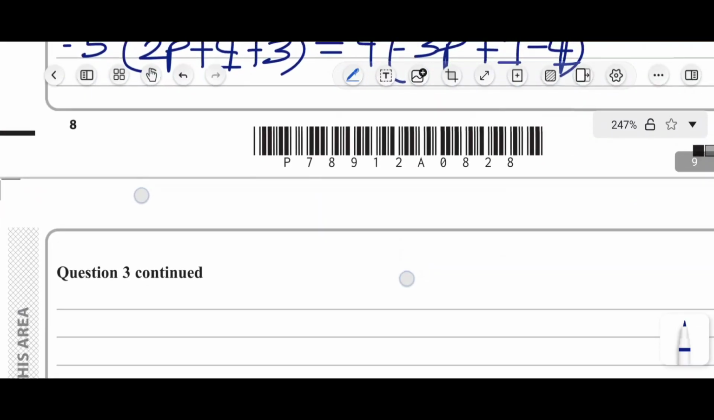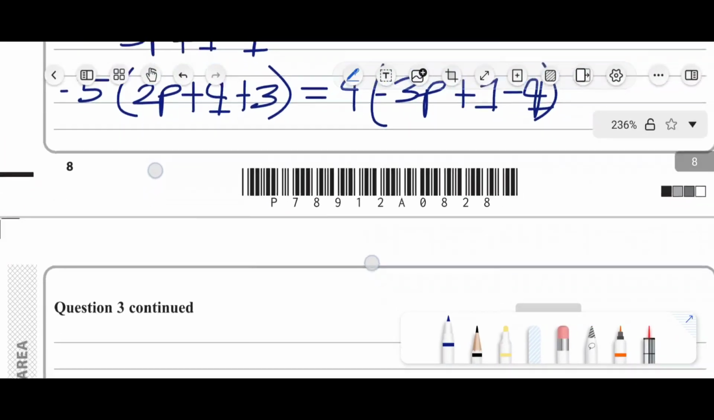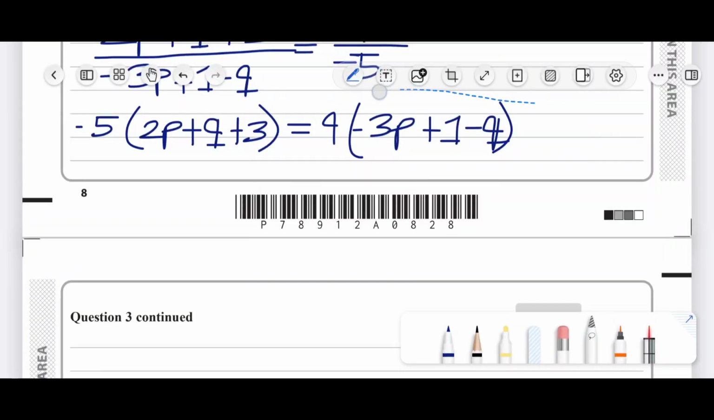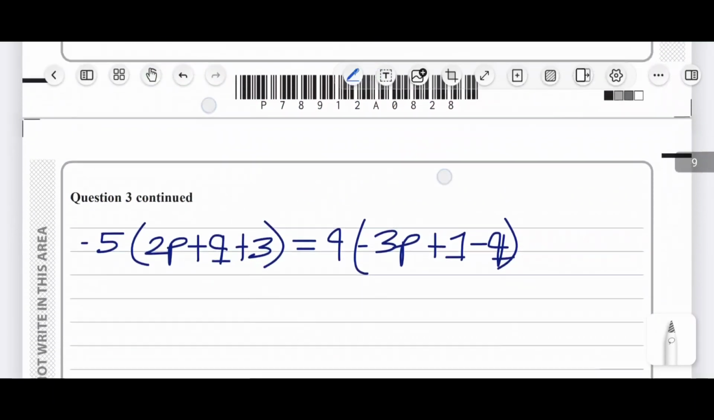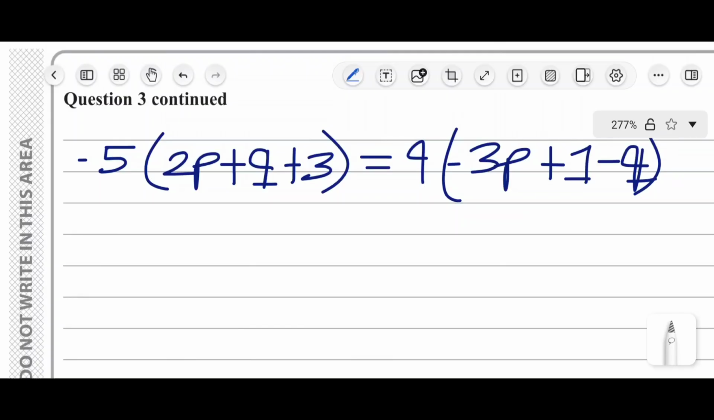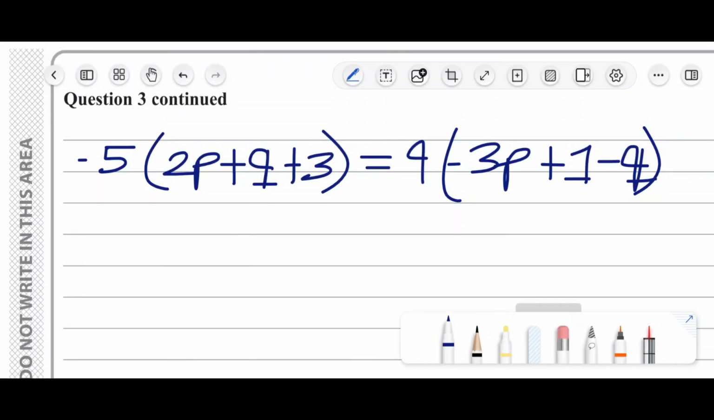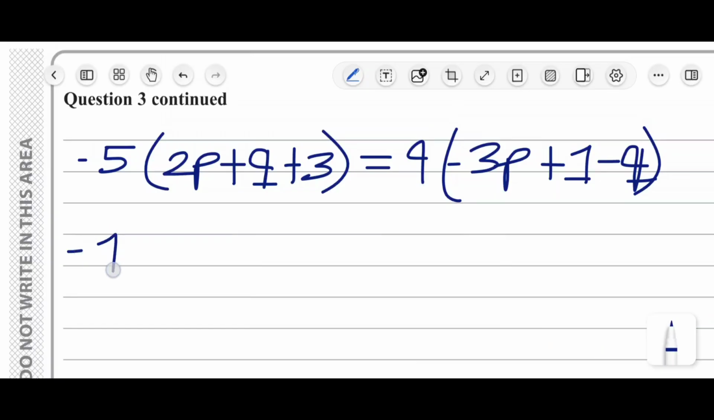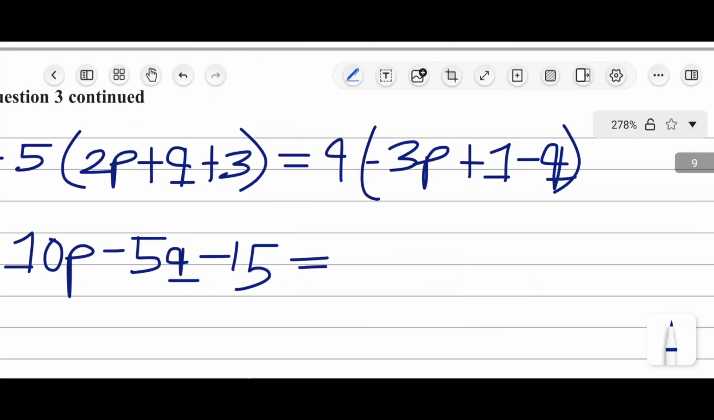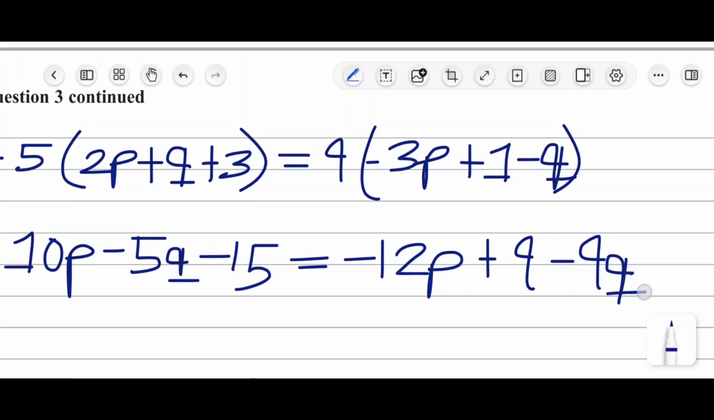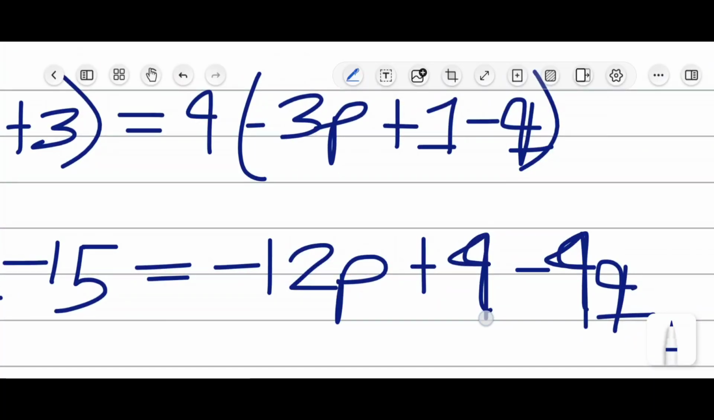Now we have to multiply this. If we multiply, we get minus 5 into 2p, which is minus 10p, then minus 5q, then minus 5 into 3, which is minus 15, equals minus 4 into minus 3p, which is 12p, and 4 into 1 is 4, then minus 4q.